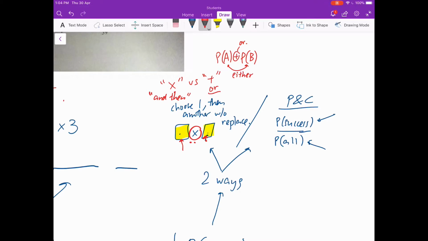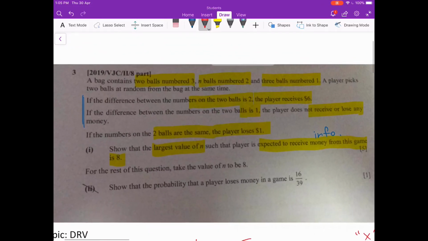Now the other method you can use is PNC over here. So you just have one probability, the probability of success over the probability of all your cases. Now in this question, the easier one to choose would be this, and it's more intuitive. In fact, PNC may be prone to a careless mistake here. So I recommend doing this. But you just have to note, the idea you're going for if you do times is, I choose one ball and then I choose another without replacement, even though that is not seen in the question.